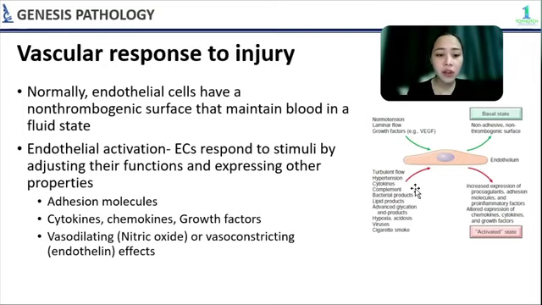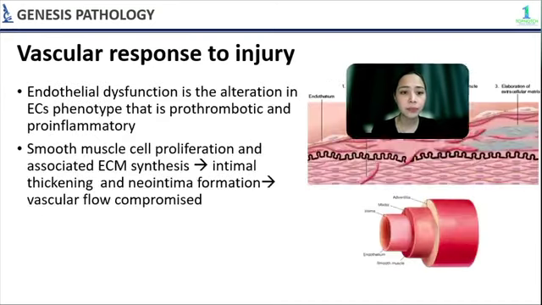But in the face of certain stimuli, like the ones listed here, like turbulent flow, hypertension, cytokines, your endothelial cells can adjust their steady state. They can express new properties in a process called endothelial activation. So in this activated state, as shown here in the picture, they now express adhesion molecules, they secrete cytokines, and also nitric oxide for vasodilation and endothelin for vasoconstriction, as well as other growth factors.